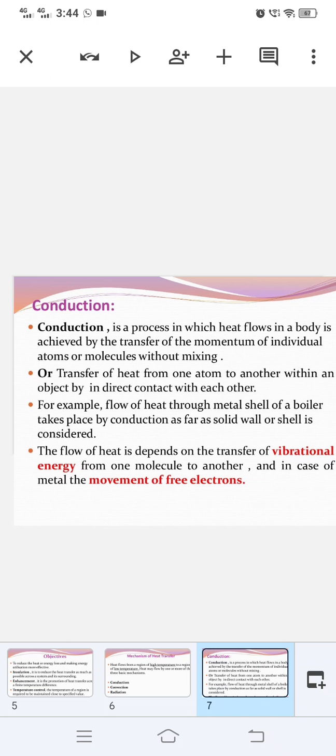Last point for this is, the flow of heat depends on the transfer of vibrational energy from one molecule to another, as in the case of metal, the movement of free electrons. Heat conduction occurs as hot, rapidly moving or vibrating atoms and molecules bump into the neighboring atoms and molecules. When one molecule is vibrating and its energy is very high, then it will transfer that vibrational energy to the adjacent molecule. In this way conduction takes place.